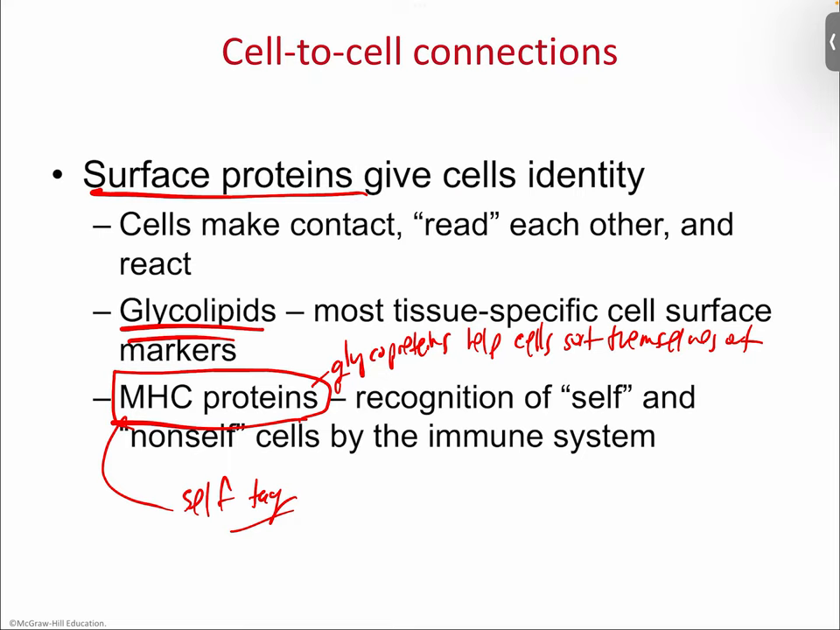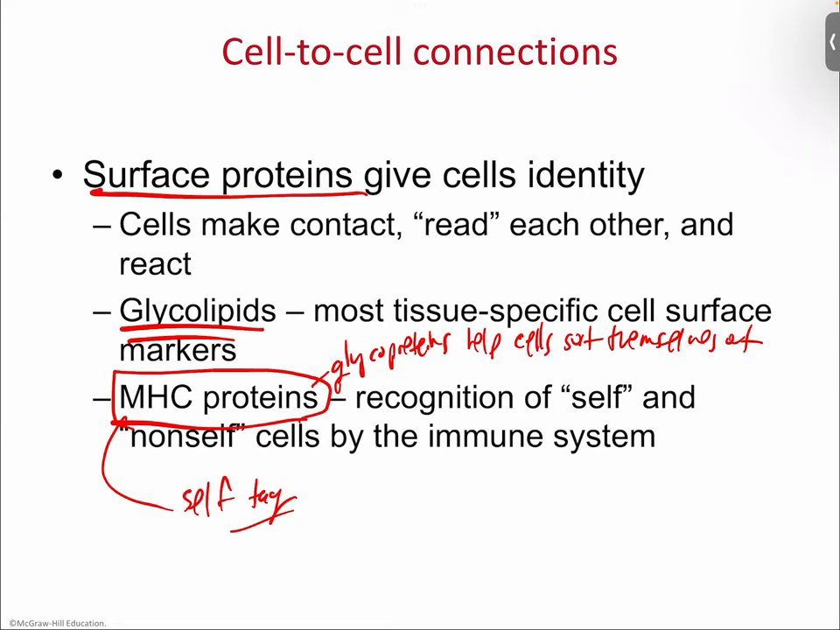Right, so every single cell in your body has this MHC, and it has a unique MHC complex that's unique to you. You have your own self tag on every single cell in your body. It's basically what tells your immune system who belongs in your body. Okay, these are marked cells because all of my cells have my name tag on them. So that's how your body determines what belongs in your body versus what doesn't.